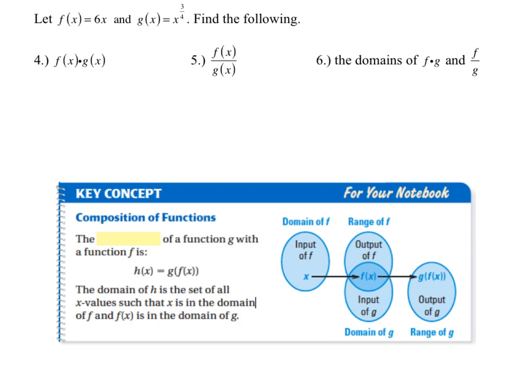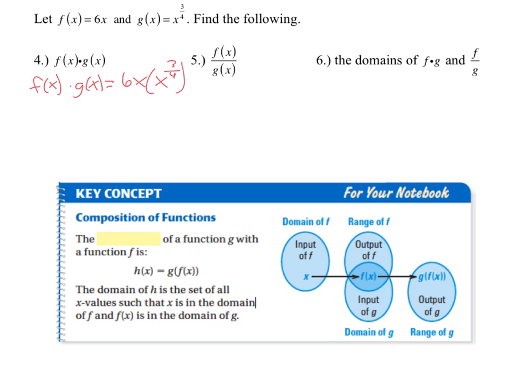Two new functions, this time f of x equals 6x and g of x equals x to the 3/4. Now we're going to take a look at multiplication and division. So for multiplication, if we do f of x times g of x, we're going to get 6x times x to the 3/4.